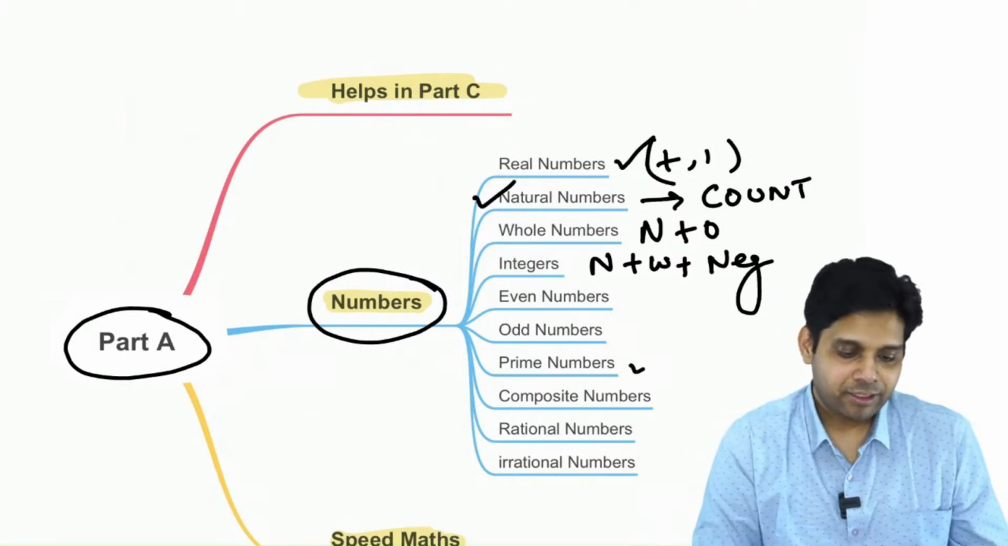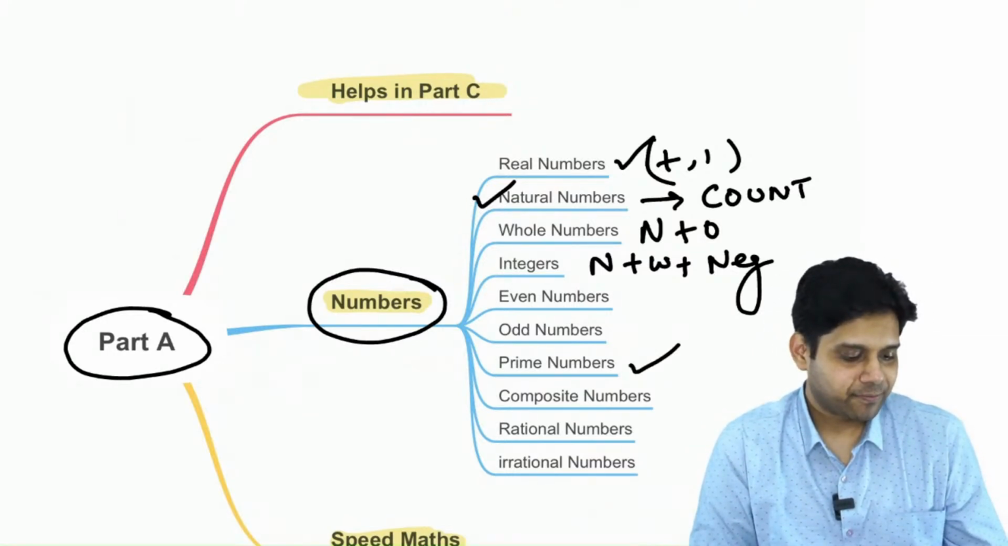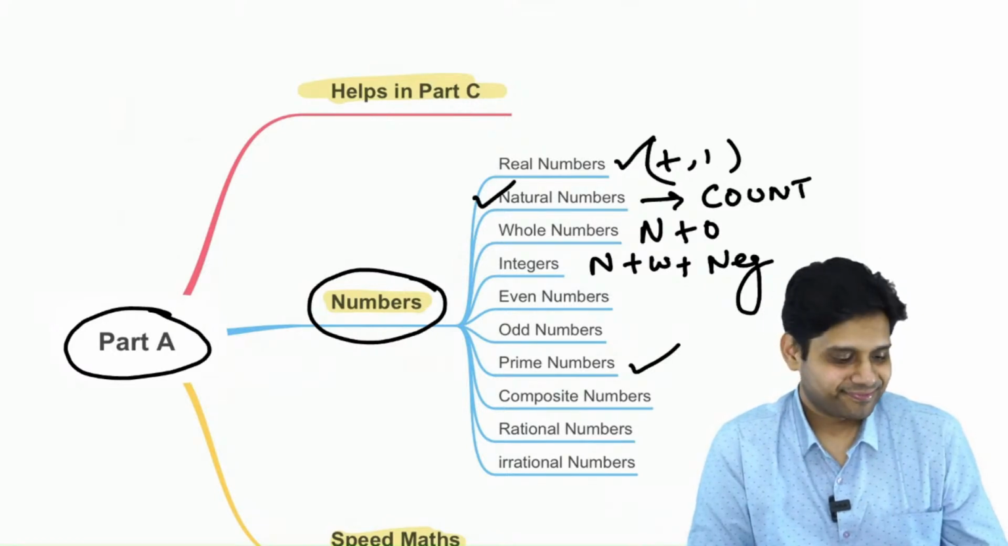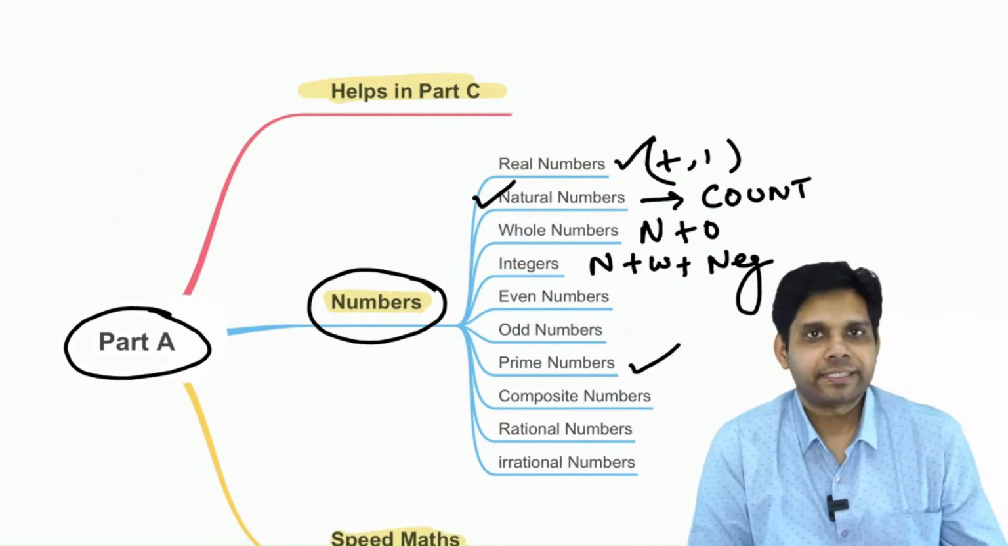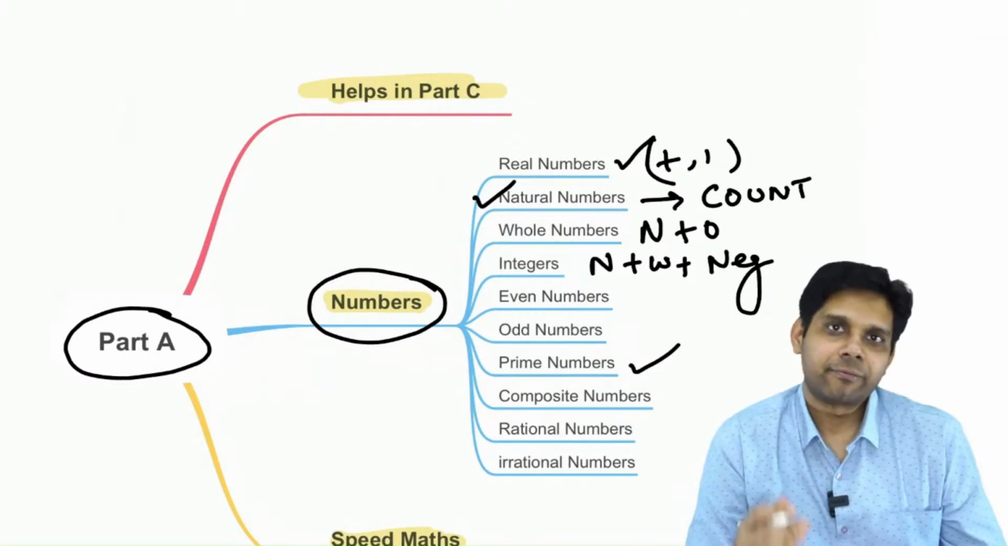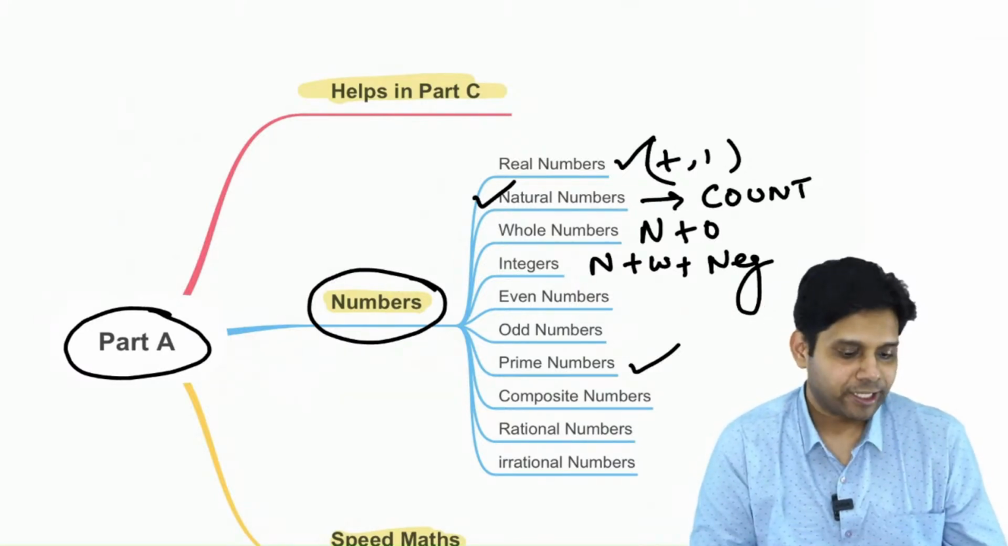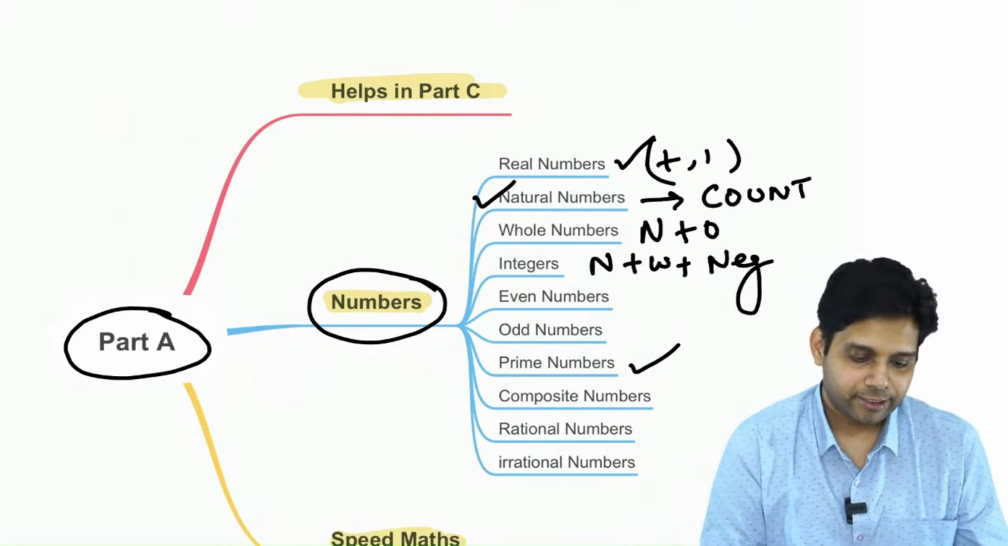Prime number. Who will tell me prime number? Let's see. Who remembers prime number? Prime number is what? Any number which is divisible by itself and no other number. Correct? 2, 3, 5, 7, 11, 13. It will be divisible by itself and 1. That's all. Correct? So that is prime number.